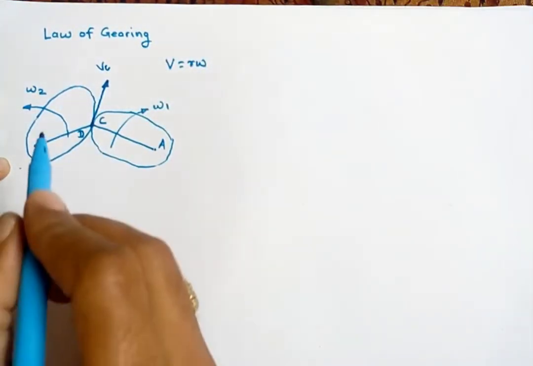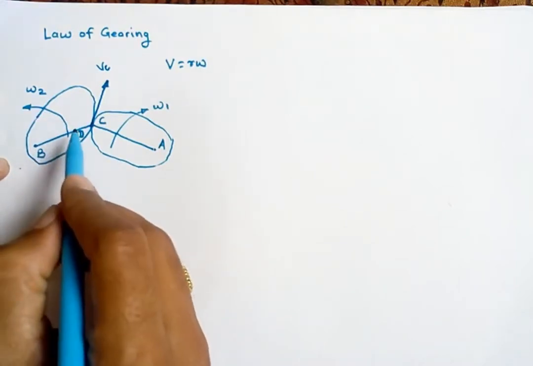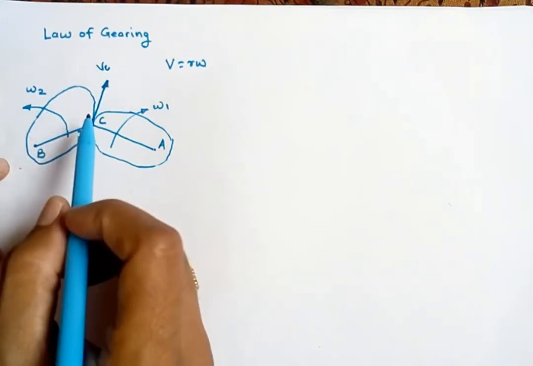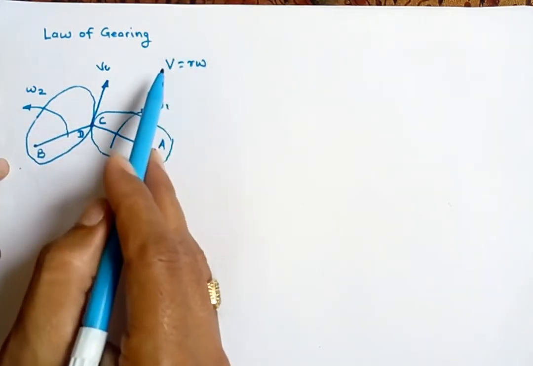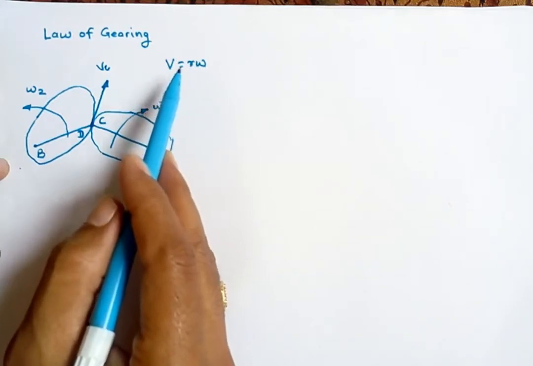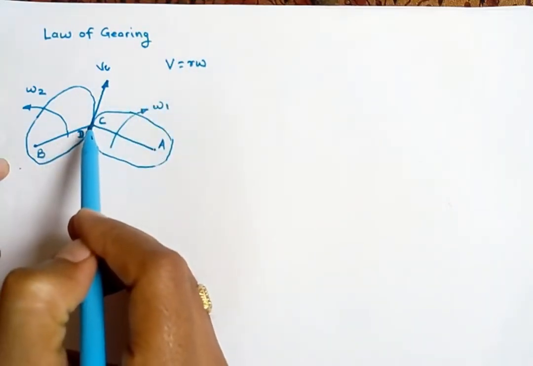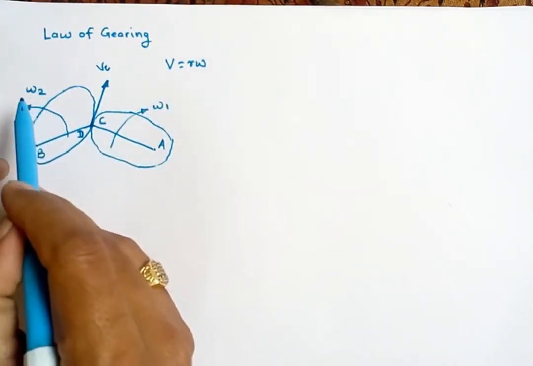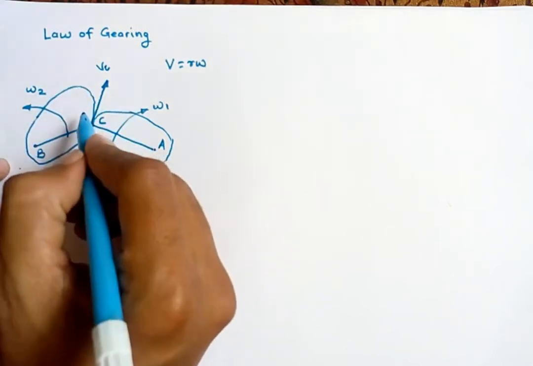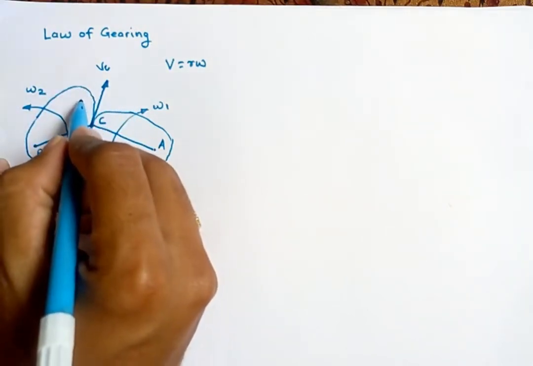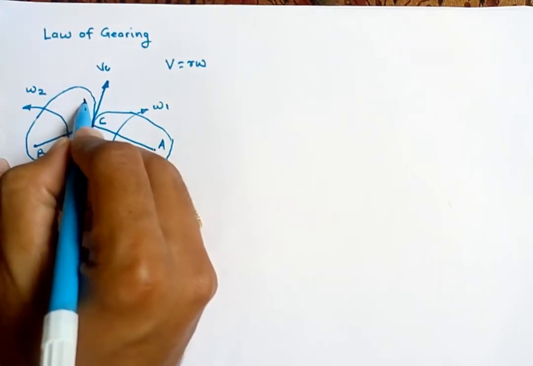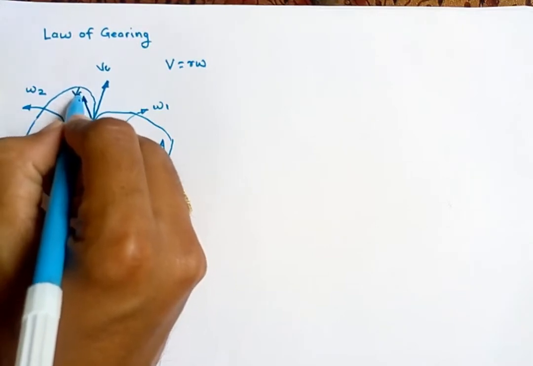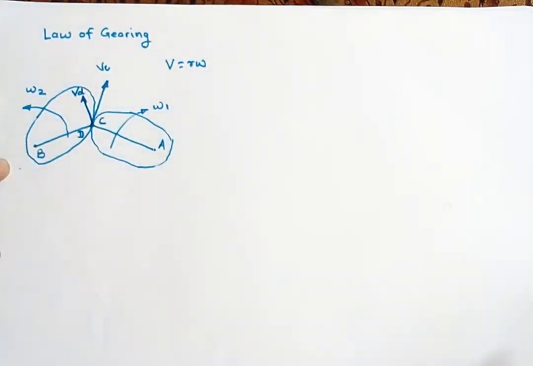Now if I want to find out the velocity of point D, which is considered on the second profile, then the magnitude can be found out by using the same formula, V is equal to R omega, where R will be the distance BD and omega will be the angular velocity of BD, that is omega 2. So direction will be perpendicular to BD in the direction of rotation. So this is the velocity of point D represented by VD.